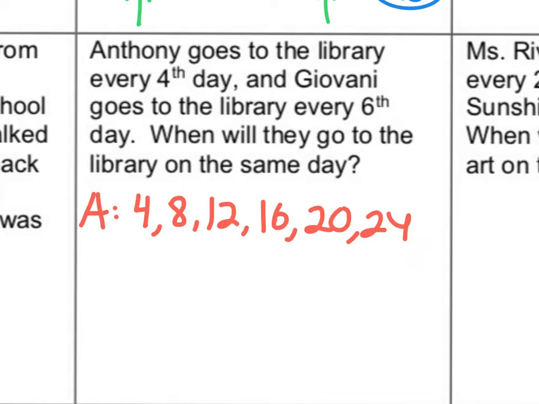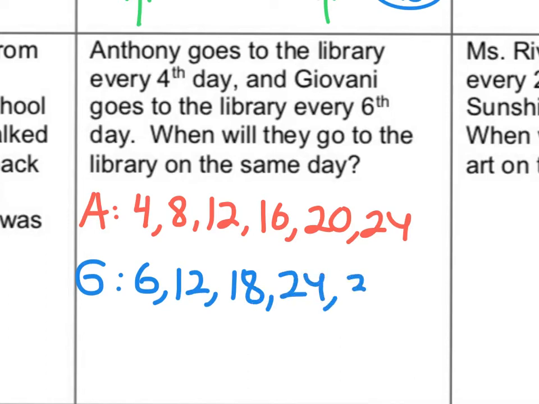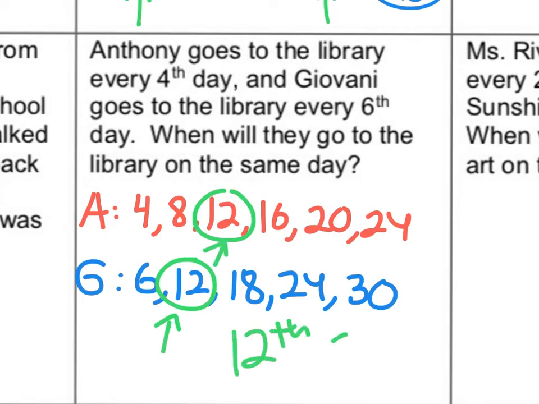And then for Giovanni, he goes every 6, so it goes 6, 12, 18, 24, 30. So when will they go to the library on the same day? Well, on the 12th day. It is the 12th day because that's when they both meet at the number 12. So it'll be the 12th day, when Anthony's going on the 12th day and Giovanni's going on the 12th day.